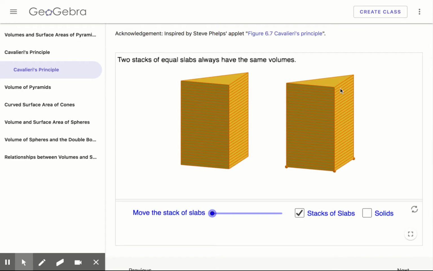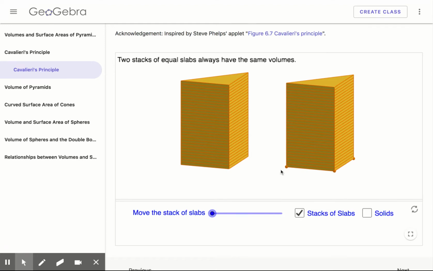Their areas of their bases are the exact same. They have the exact same cross sections. You can see there's all these slabs that line up. So all the cross sections of the first figure are equal to the cross sections of the second figure. And these two figures also have the same height.